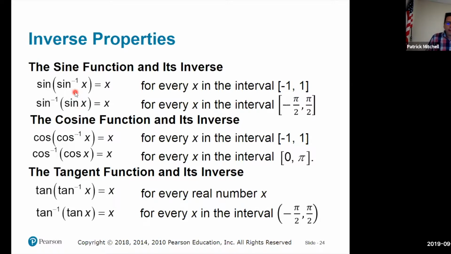Now, the only thing that you have to watch is that, remember, these trig functions, in order to make them one-to-one, we had to restrict their domains. So, for example, the sine of x, we had to restrict its domain to negative pi over 2 to pi over 2. So as long as x is a number between negative pi over 2 and pi over 2, that's very, very simple. It'll just come out to be that same number. But if it's something outside that interval, that's when you need to be careful.